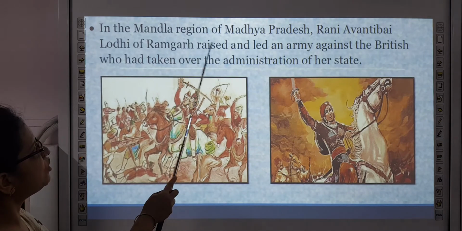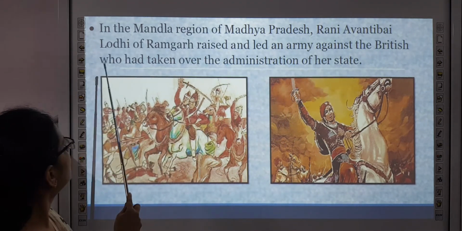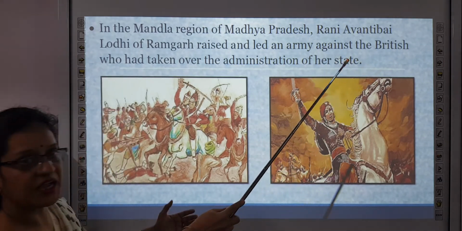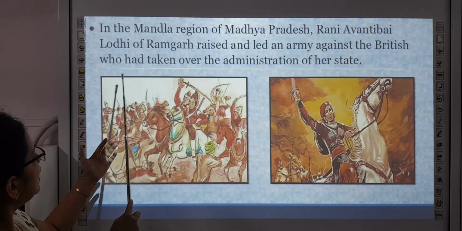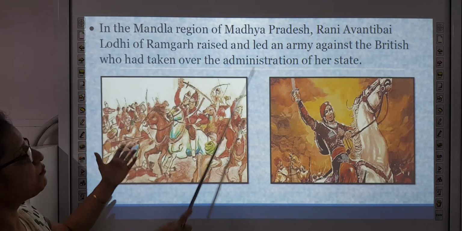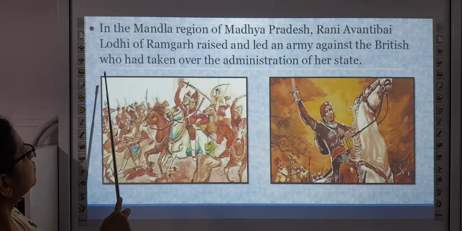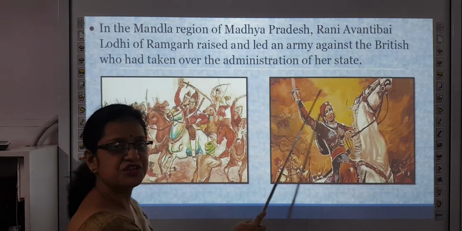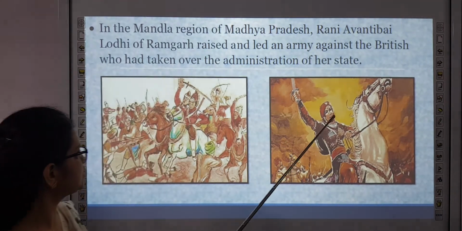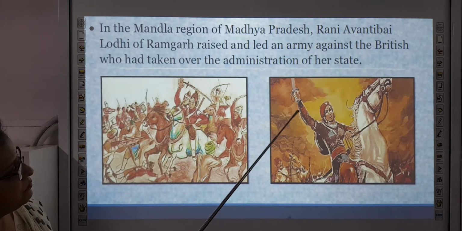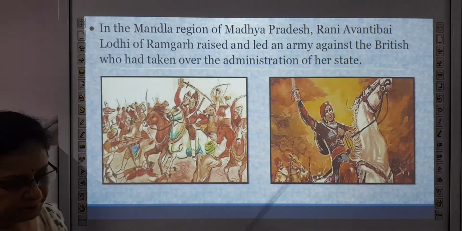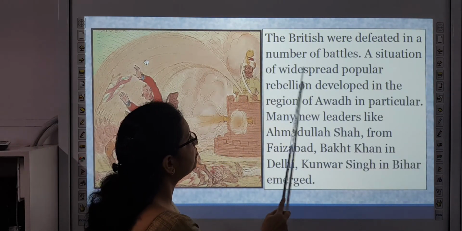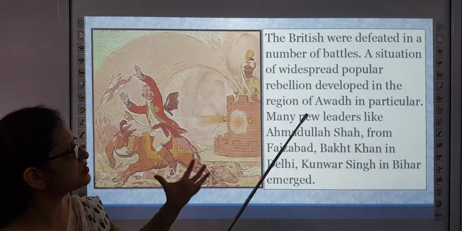In the Mandla region of Madhya Pradesh, Rani Avanti Bai Lodhi of Ramgarh raised and led an army against the British. Why did she do so? Because her territory was taken away by the British. So she was against the British who had taken over the administration of her state. This is the picture showing you Avanti Bai. The British were defeated in a number of battles. Now they started losing battles.